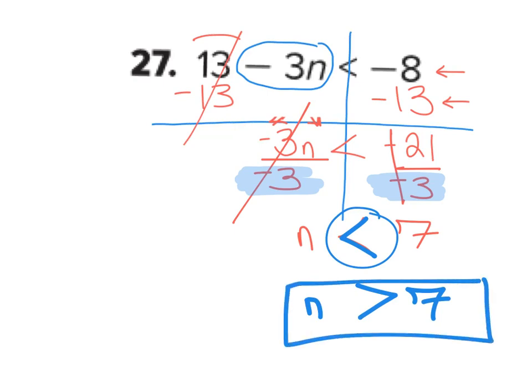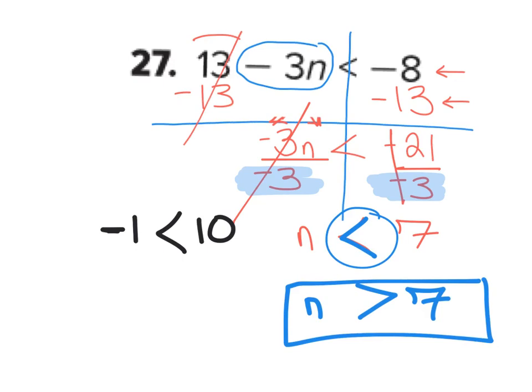Now, here's why I have to flip the inequality sign, and I'm going to just give you an example really quick. You don't have to write this down. If I have negative 1 on the left and 10 on the right, and I wanted to have an inequality sign, I would have to write a less than sign to read this as negative 1 is less than 10.